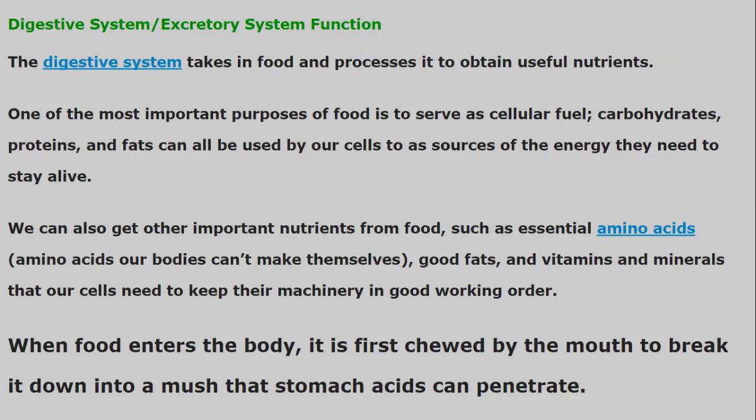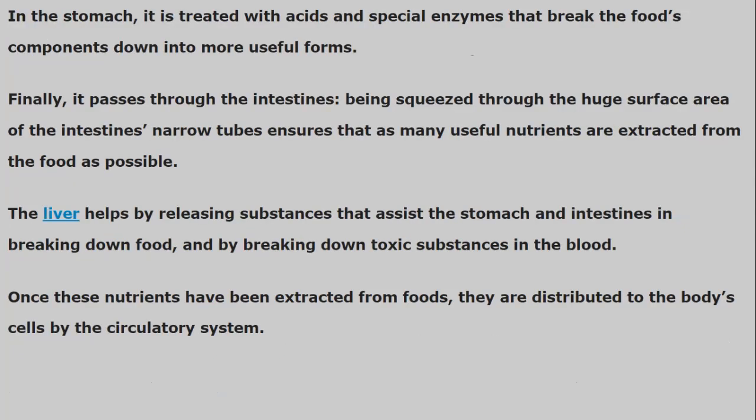I'm going to start at the bottom. When food enters the body, it is first chewed by the mouth to break it down into mush that stomach acids can penetrate. In the stomach, it is treated with acids and special enzymes that break the food's components down into more useful forms. Finally, it passes through the intestines, being squeezed through the huge surface area of the intestines' narrow tubes, which ensures that as many useful nutrients are extracted from the food as possible.